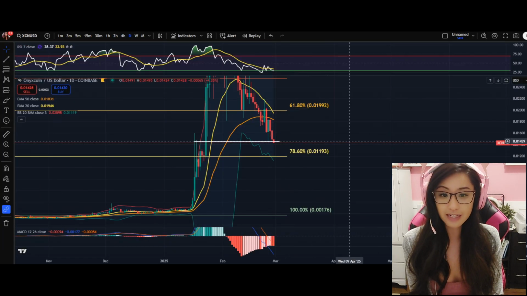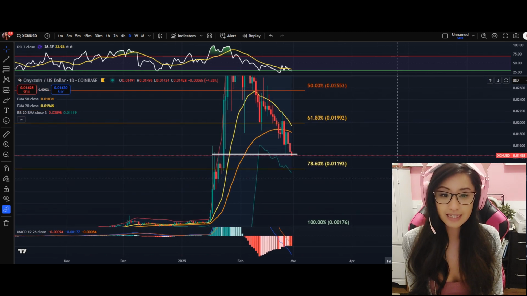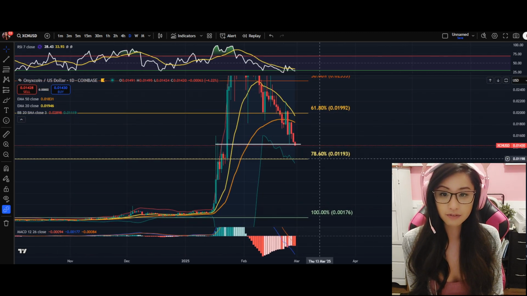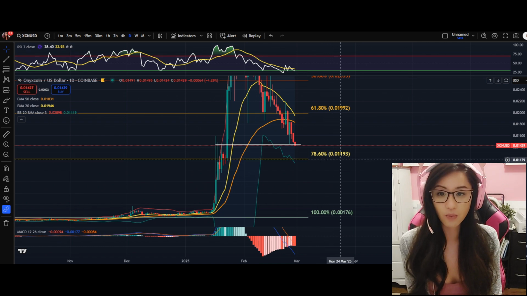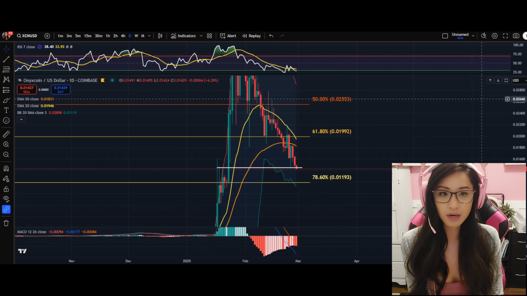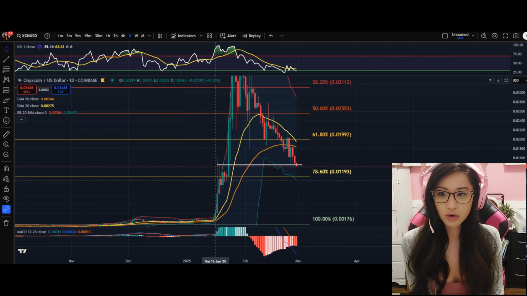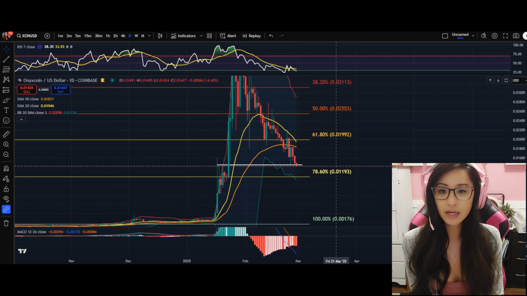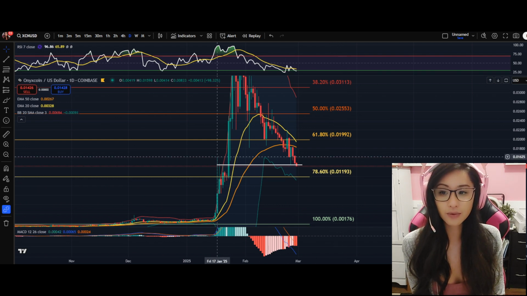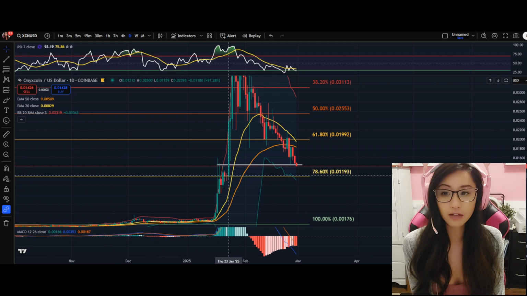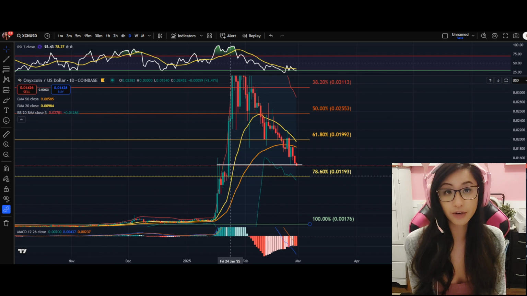Starting off on the daily time frame, we can see that the price is sitting just above our 78% Fibonacci at 0.011. Why this is important is because Fibonacci levels are good areas of support. However, between our 61% or 0.019 to 0.011, there was a lot of buying activity and liquidity between January 17th all the way to January 24th. In that gap, price didn't really settle in for good areas of support.